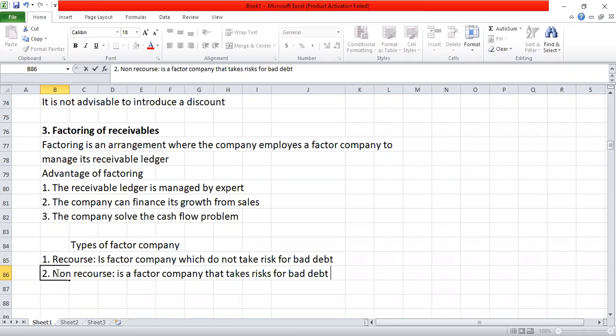So you need to look at the question whether it is looking for recourse or a non-recourse. If in case of risk of bad debt, the company does not bear the risks, does not suffer the loss, then that one is a recourse. But in the case of a bad debt, if a company is going to suffer the loss, then that one is a non-recourse.